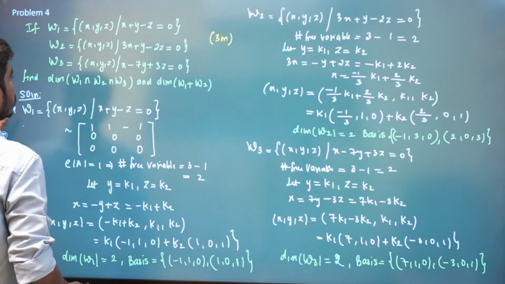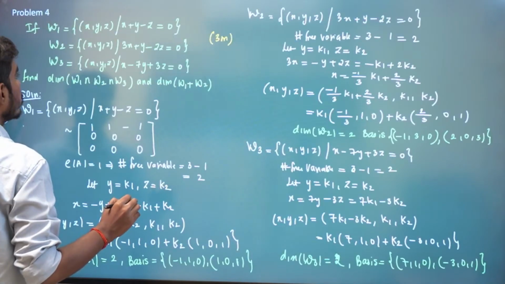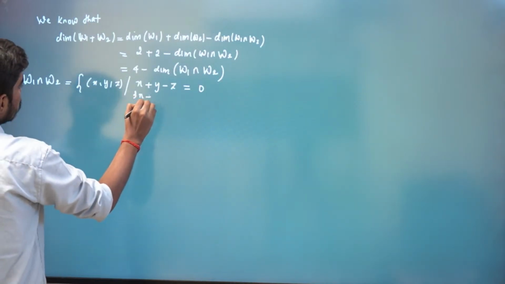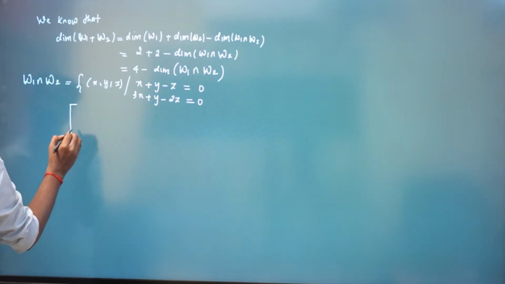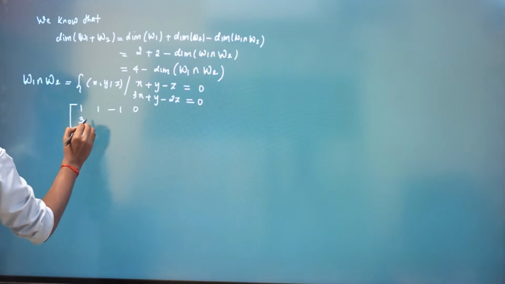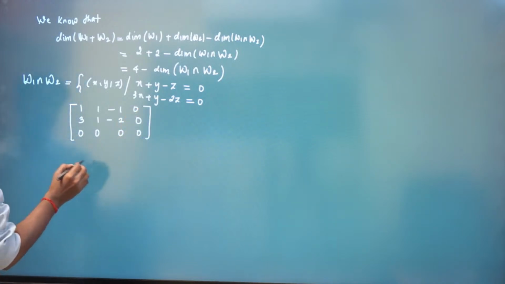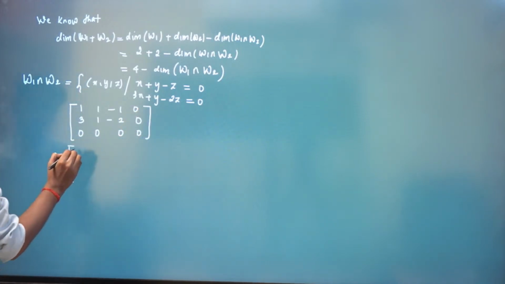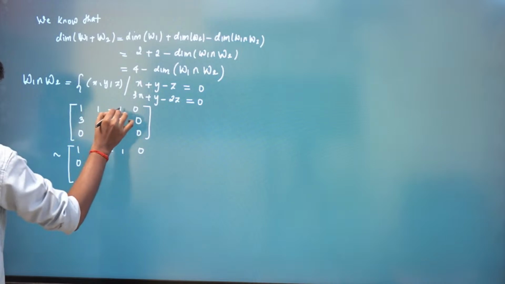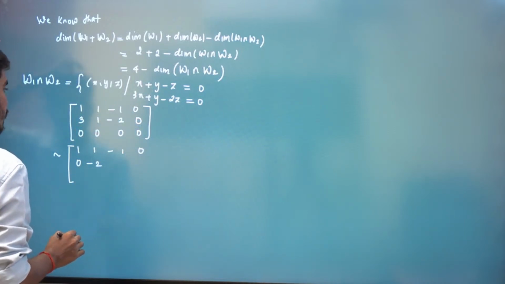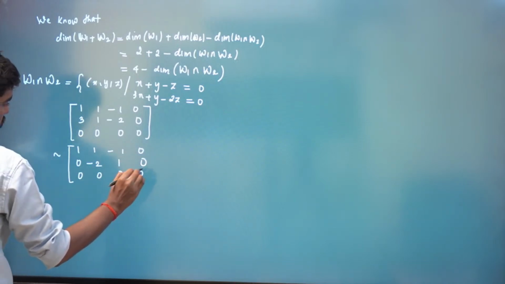So W1 is x plus y minus z equal to 0. W2 is 3x plus y minus 2z is equal to 0. So just find the augmented matrix: 1 1 minus 1 0, 3 1 minus 2 0, 0 0 0 0. Reduce this. 1 1 minus 1 0. So multiply by 3 and then you subtract. So minus 2 plus 3. This will be 1 0 0 0 0 0.